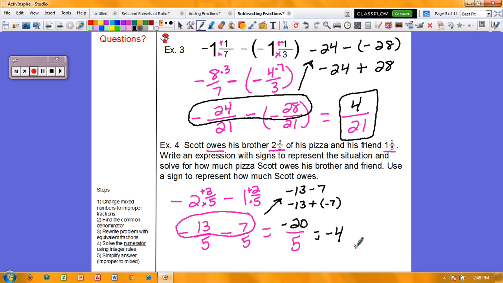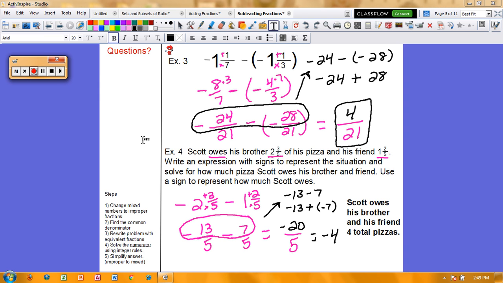So that means Scott owes 4 pizzas because he's going to have to give away 4. But this is a word problem and I have to represent my answer as a sentence. Alright, so in a complete sentence, I would say Scott owes his brother and his friend 4 total pizzas.